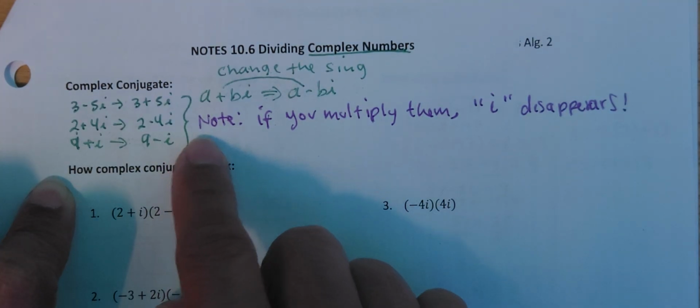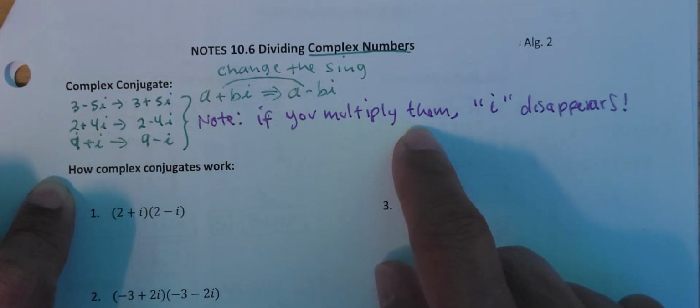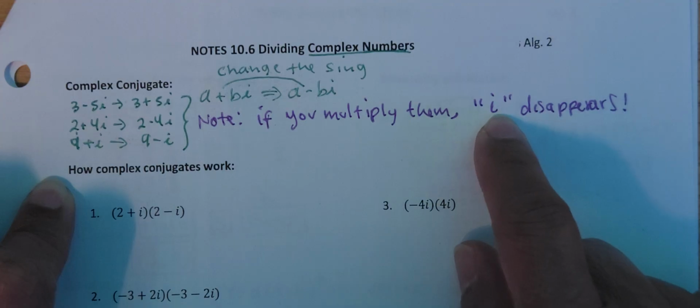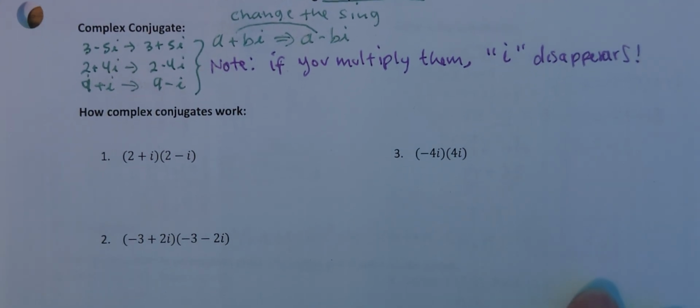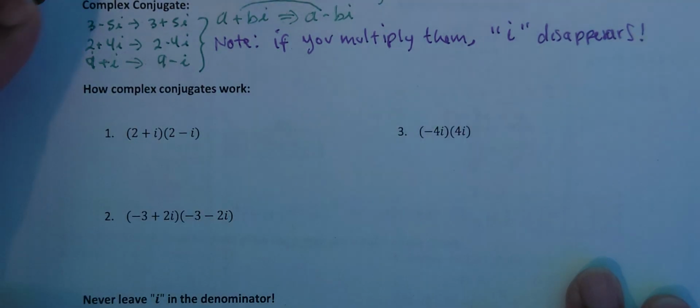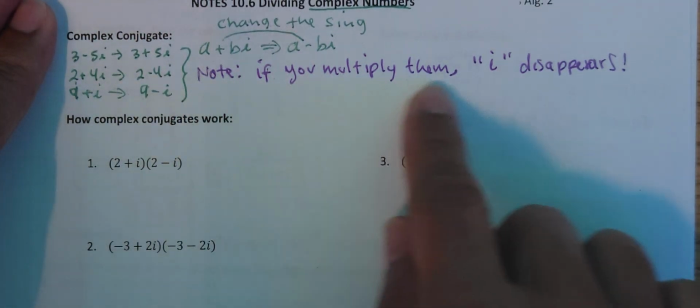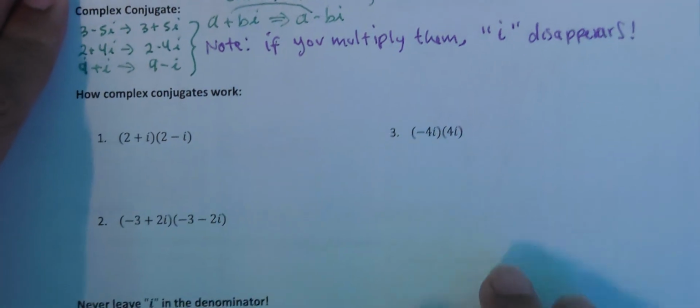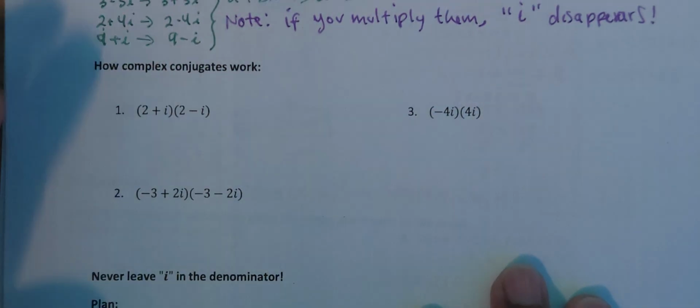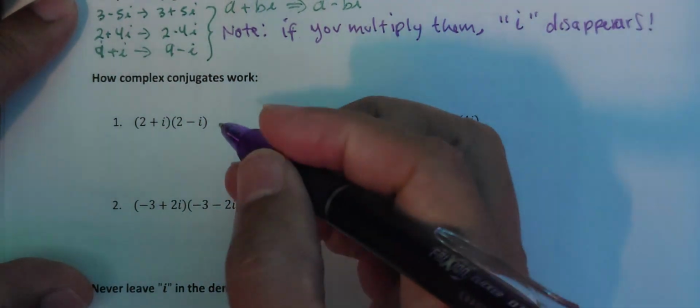And also note, if you multiply complex conjugates, the i will disappear. So you'll see that on the next few examples, how complex conjugates work. I'm going to introduce you to how to multiply them, so you can see how the i disappears when you multiply them, and then we'll go into dividing complex numbers. Okay, so let me give you 4 quick examples here.